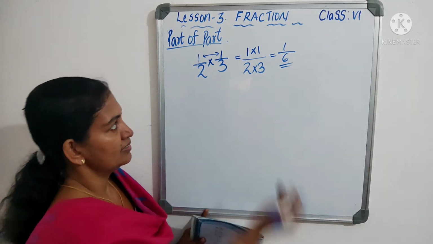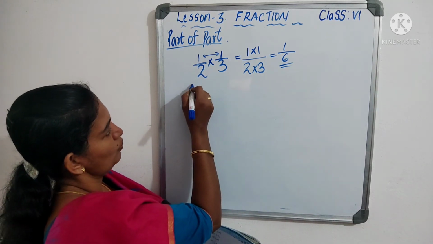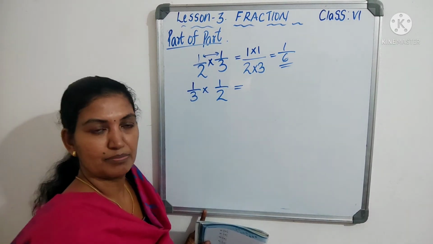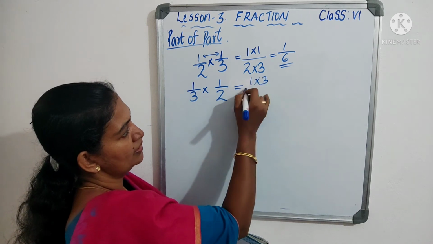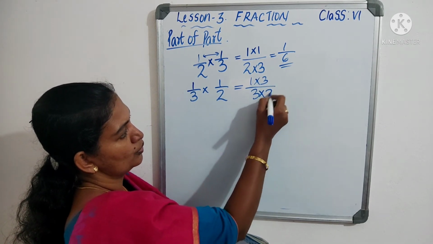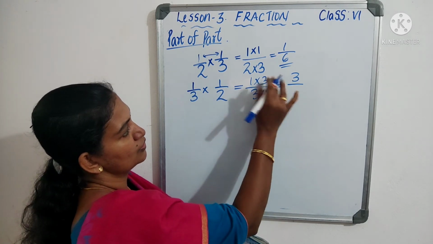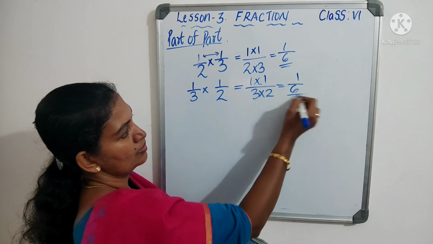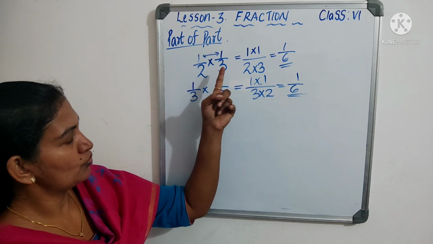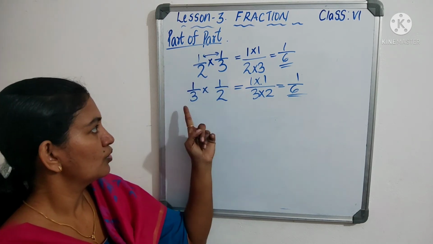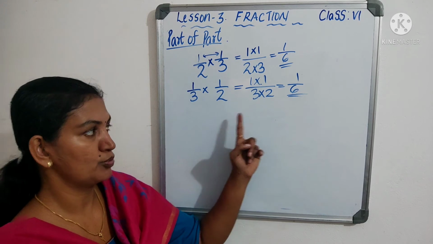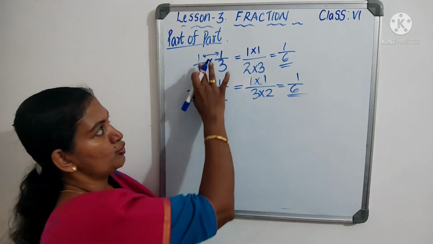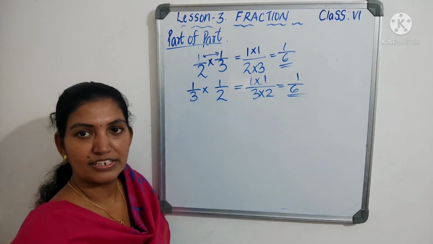In the same way we can write the opposite, 1 by 3 into 1 by 2. Then also we will get the same, because 1 into 1 is 1 and 3 2s are 6. So if you multiply 1 by 2 and 1 by 3, we get 1 by 6, and we will also get 1 by 6 for 1 by 3 into 1 by 2. Both give the same answer. So if you want to multiply fractions, you have to multiply the numerators and multiply the denominators.